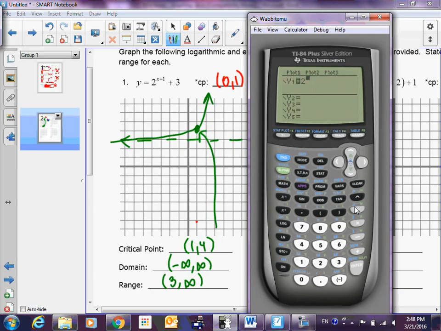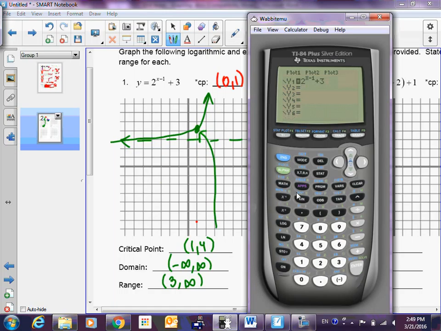To get that exponent, you have to do caret. And if you have the updated system, it'll look like this. If not, you may have to use parentheses. But make sure that x minus 1, all of that, ends up in the exponent, and that the plus 3 is not in the exponent.